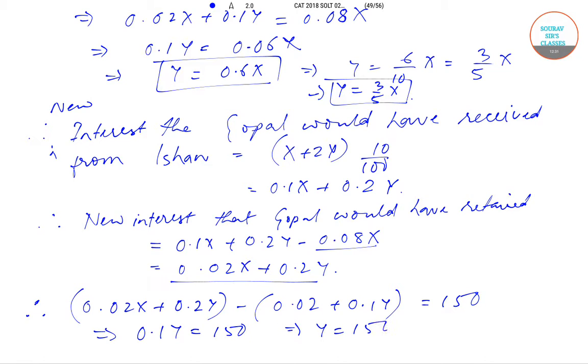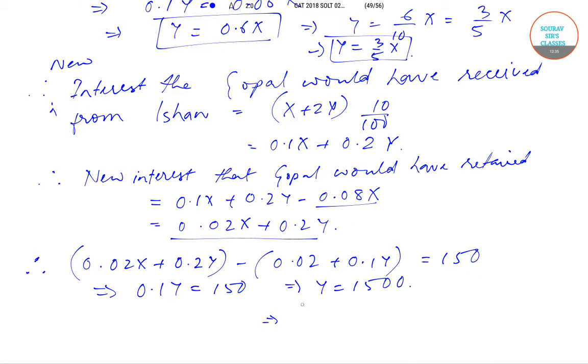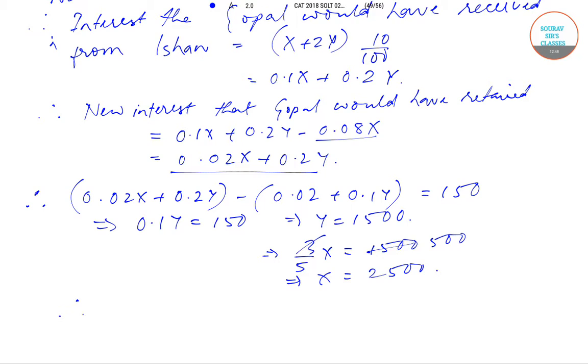y is equal to 1500, and that means if y is 1500, then 3 by 5 x is equal to 1500, and if you cancel it out, this implies that x is equal to 2500. So the amount that we are looking for, x plus y, is equal to 2500 plus 1500, which will be 4000. So 4000 is the final answer that we are looking for.